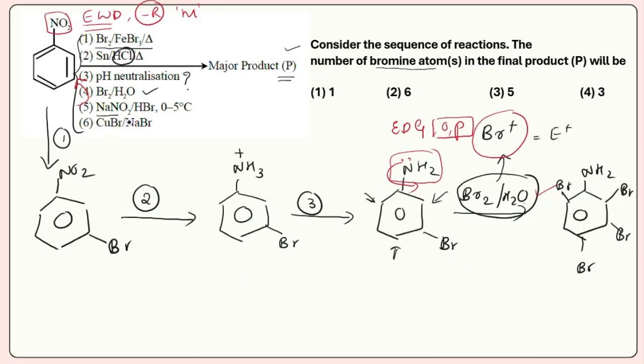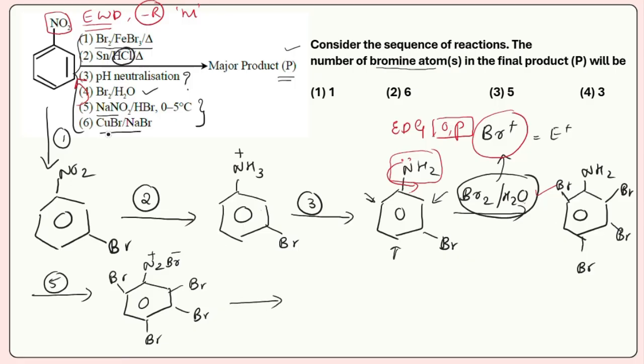Now, let's see the next step, that is diazotization. The moment you see this reaction condition, NaNO2, HBr, 0 to 5 degrees Celsius, either HBr or HCl, we are going to form a diazonium salt. If you already are familiar with these reaction conditions, you can reduce the number of steps and write it in one step itself. So you can see that there are already 4 bromines substituted, right?